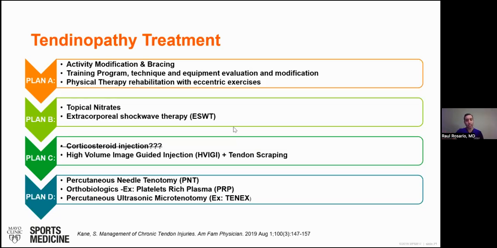If it's mid-portion Achilles tendinopathy, there's a procedure that is called high-volume image-guided injection with tendon scraping. That can be a great option for this. If we have patellar tendon, also that can be a great option for that problem. And I have done a few basketball players for this with great results. One of them, like 6 months later, sent me a picture of him winning the dunk contest of his league. So that was pretty good. And then we have advanced procedures like orthobiologics and maybe some ultrasonic percutaneous tenotomies like the TenX device or the 10-jet devices.